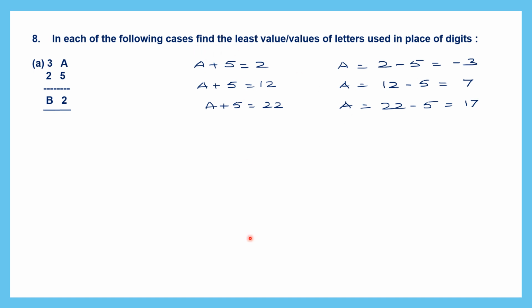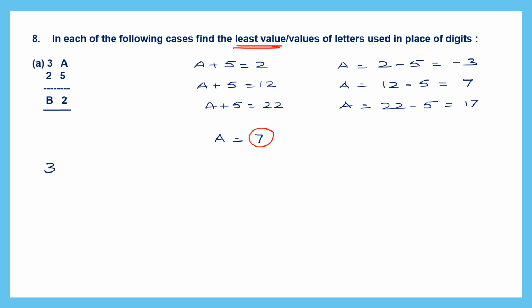Now here we are asked to find the least value. That means the smallest. Now here minus 3 cannot be put there because it's negative. Now the next smallest number between 7 and 17 is 7. So in the place of A, we can put 7. So we have found the value of A. A is 7. Now we need to find the value of B also. So now let's put it there.